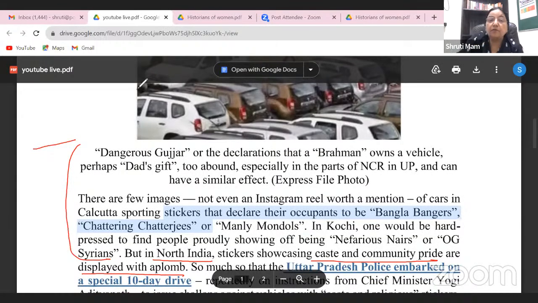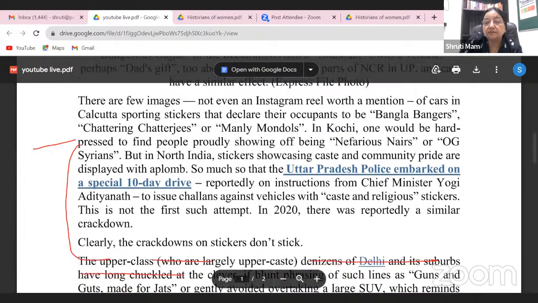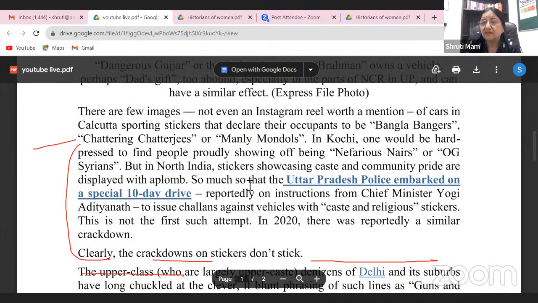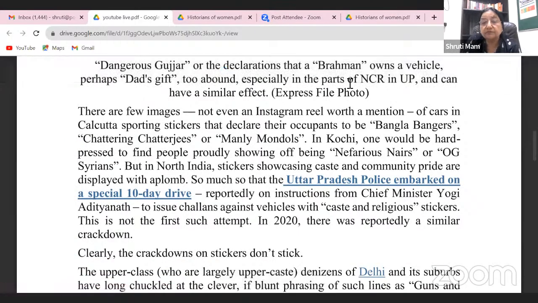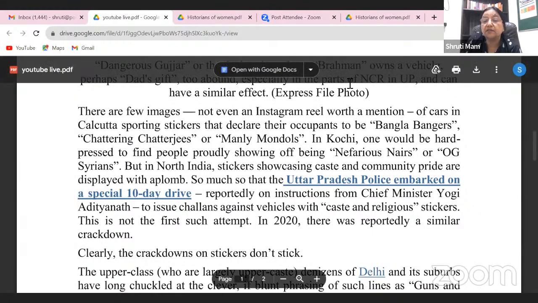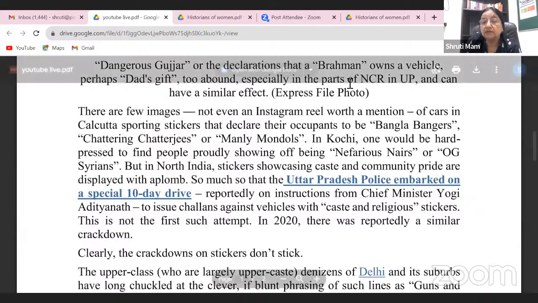Is it clear? I am moving further. Now read this. Reportedly on instructions from Chief Minister Yogi, they are conducting this 10-day drive. Yogi issued challans against vehicles with caste and religious stickers. This is not the first such attempt. Similar.